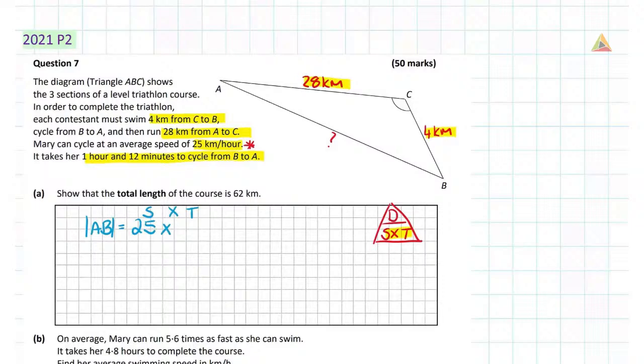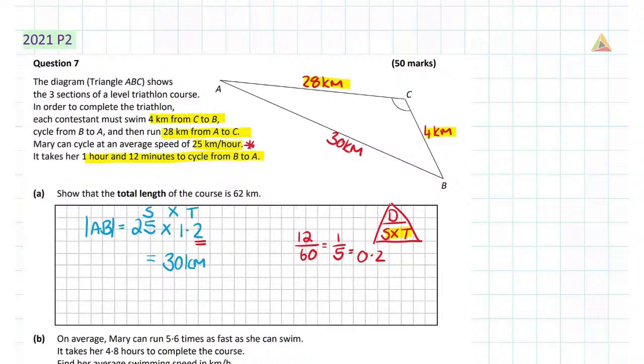1 hour 12 minutes is equivalent to 1.2 hours. If you're unsure where I'm getting that from, I'm just working out what 12 minutes is as a fraction of 1 hour. So 12 over 60 is 1/5 as a fraction, or as a decimal 0.2. So that's where I'm getting the 1.2 here. And it's just a matter of multiplying the two of those together, and that will give me the distance from A to B. And I can mark that in up here on my diagram. That's going to be a distance of 30 kilometers.